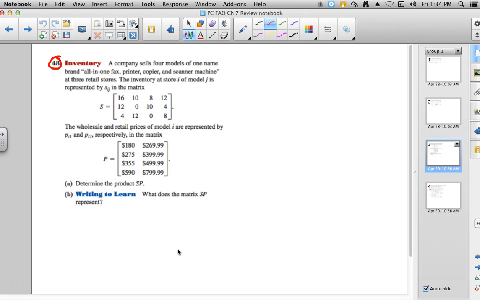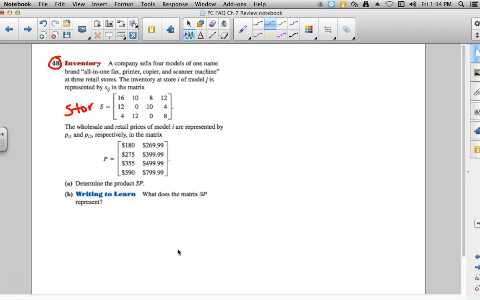The inventory at store I, so everything in the rows is store I, and up above here, model J, because it's always rows by columns when we look at the labels for matrices. That's represented by S sub I sub J in this matrix below. And then the wholesale and retail prices of those model I's are represented by the prices that we see in this matrix. So it says determine the product SP.